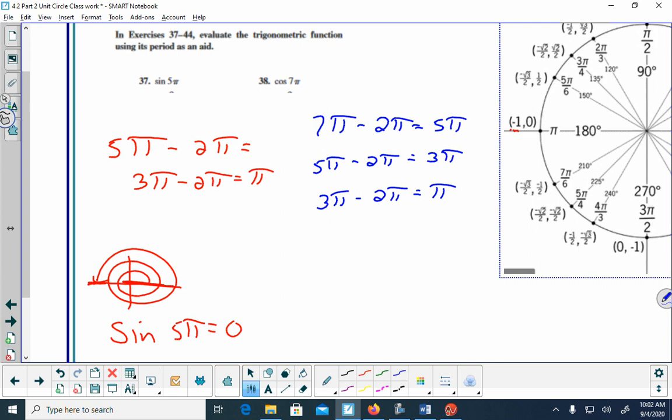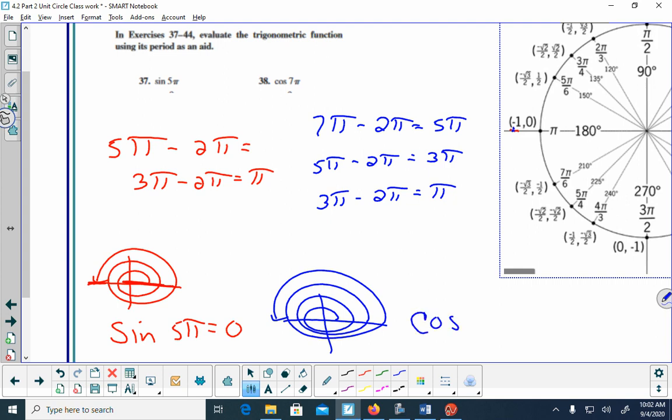So here I'm going to end up at the same point, but this time for cosine of 7 pi, this is 2, 4, 6, and then 7. So this guy went around 3 times before it got to its stopping point. So to find the cosine of 7 pi, I'm looking at the x value, which would be -1.